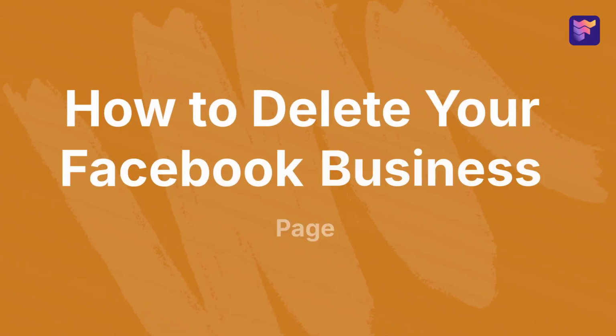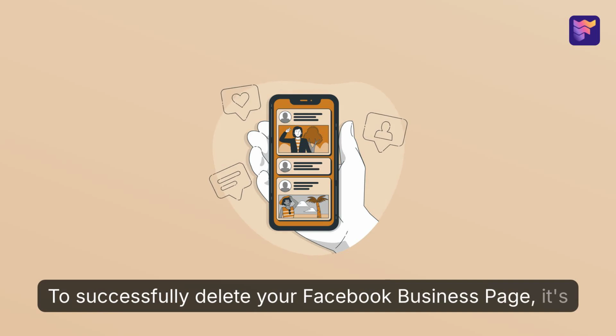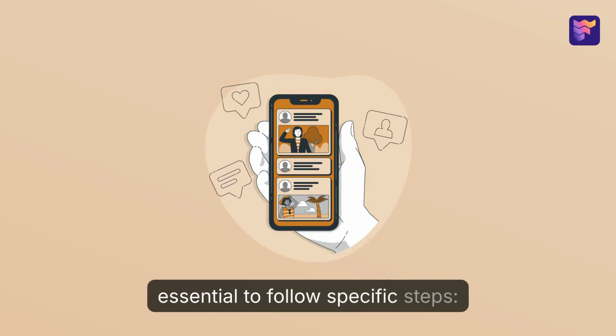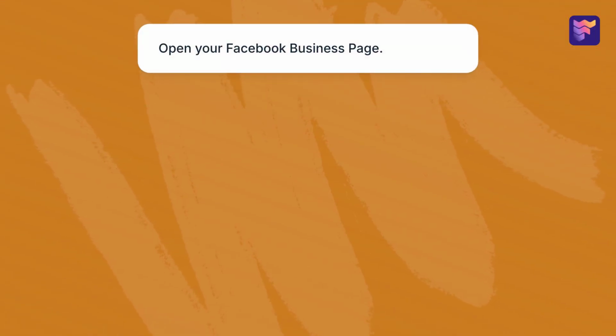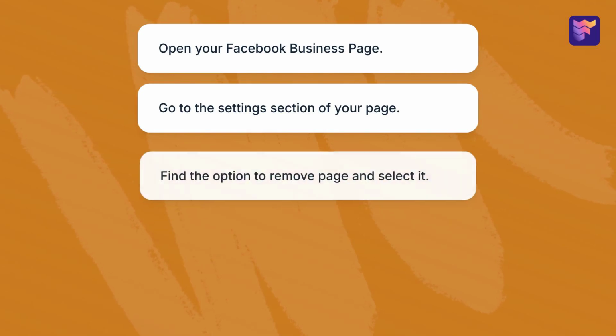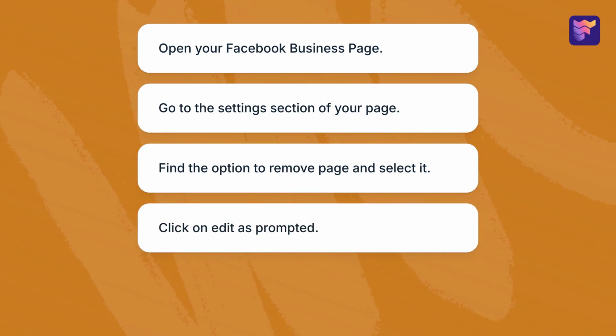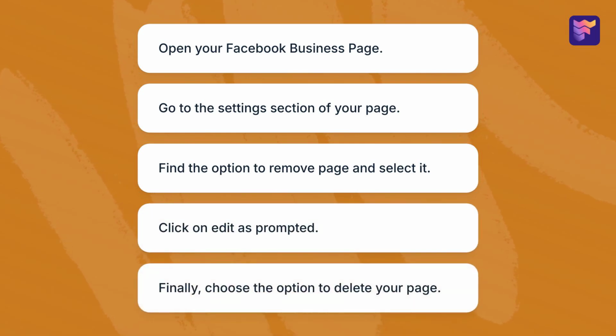How to delete your Facebook business page. To successfully delete your Facebook business page, it's essential to follow specific steps. Open your Facebook business page. Go to the Settings section of your page. Find the option to Remove Page and select it. Click on Edit as prompted. Finally, choose the option to delete your page.